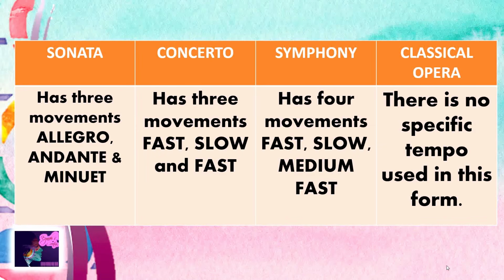Now, here's the difference between our 4 terms: sonata, concerto, symphony, and classical opera in terms of their movements. Sonata has 3 movements: allegro, andante, and minuet. Concerto has 3 movements: fast, slow, and fast. Symphony has 4 movements: fast, slow, medium, and fast. While classical opera, there's no specific tempo used in this form.